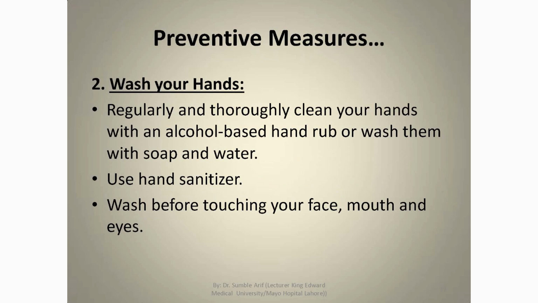The second preventive measure you can take is to wash your hands. It is the best preventive measure. Wash your hands regularly and thoroughly. Clean your hands with an alcohol-based hand rub and wash them with soap or water. Use hand sanitizers. They are short in the market, but you can also make them in your homes. Wash your hands before touching any part of your body, face, mouth, and eyes.